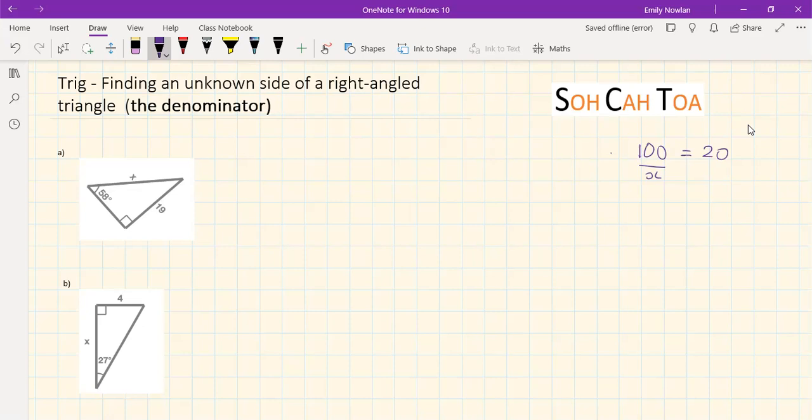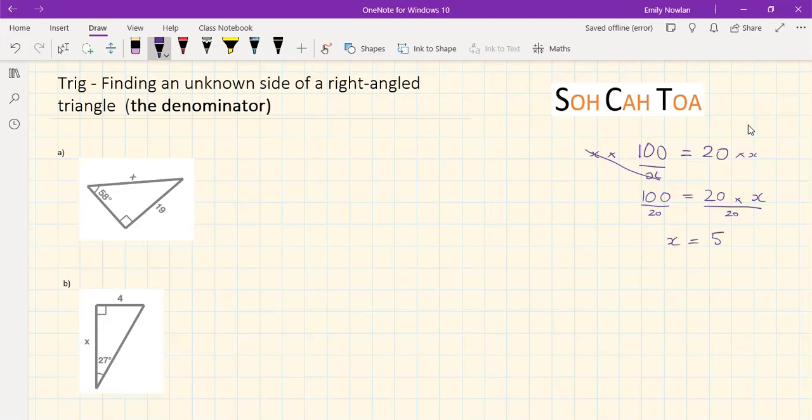Well, this says 100 divided by x, so the opposite to dividing by x is timesing by x. So we would want to times both sides by x. We have an x on the top and an x on the bottom that would cancel down. So that would give us 100 equals 20 times x. Then how do I get x by itself? Well, it's times by 20. The opposite to timesing by 20 is dividing by 20. So the question becomes x equals 100 divided by 20, which is 5.